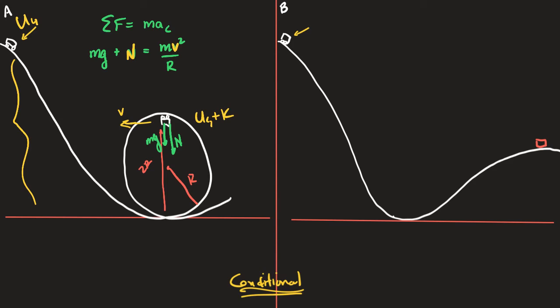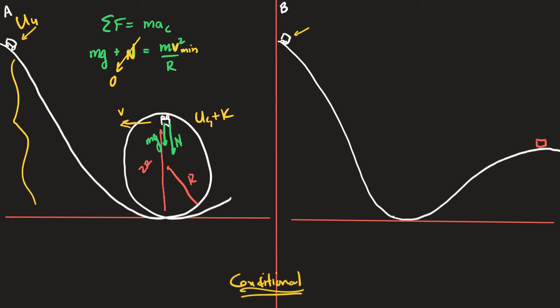Normal force can't be negative. It can't pull the car down. It can only push the car up, which means there's a condition that has to be met. There's a minimum speed, and that minimum exists when the normal force approaches 0. That's what I mean by a conditional problem. It's the same solution, the same method of solving it. I'm still going to use conservation of energy and net force, but the moment a condition is placed on it, your understanding of the problem has to increase.